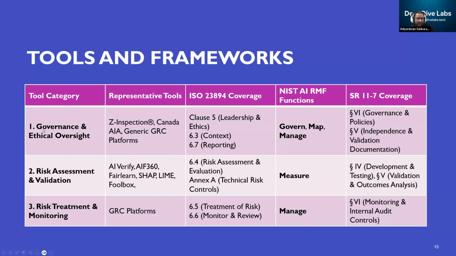So again, in this particular case of governance and ethical oversight, we have Z-Inspection, Canadian AIA, and some GRC platforms. For risk assessment and validation, we talked a lot about this in session 2, so we will not redo that, but again we talked about AIF360 and Fairlearn. We did not talk about SHAP and LIME, though they are prototypes that had been published by Microsoft, and actually they are in production as well based on their responsible AI framework, the dashboard, so to speak, and then there is Fullbox as well. And then for risk treatment and monitoring, you can also think of GRC platforms as one representative tool set.